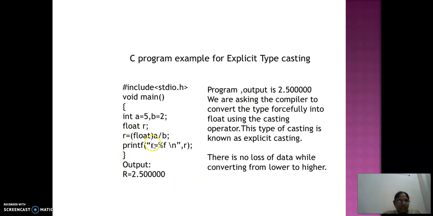These are the examples for your implicit and explicit type conversions. So this is about your type conversion.